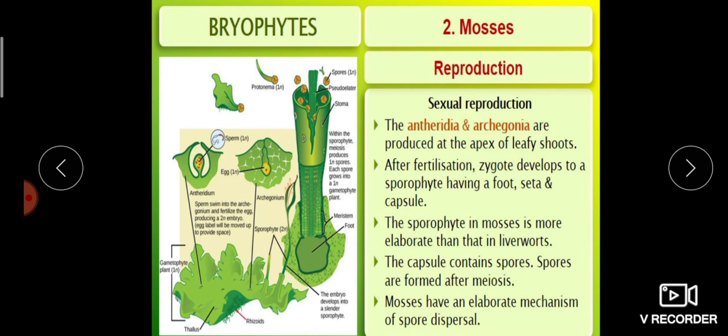The antheridia and archegonia are produced on the leafy stage, and as a result the zygote forms and gives rise to the sporophyte, which has a foot, seta and capsule. The sporophyte in mosses is more elaborate than in liverworts. The spores are produced inside the capsule after meiosis, and the capsule bursts to release the spores, and these spores reach a substratum to produce new individual organisms.